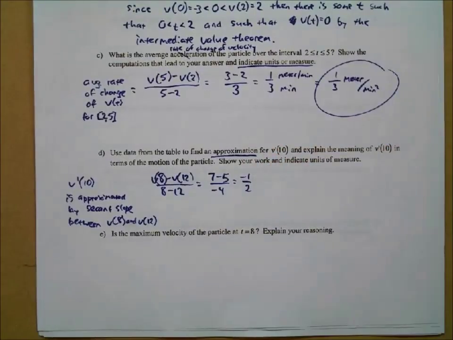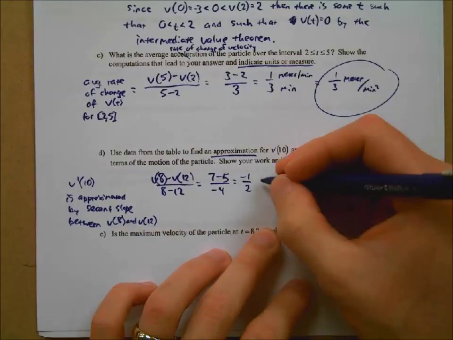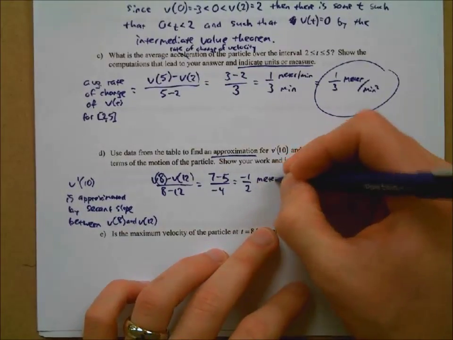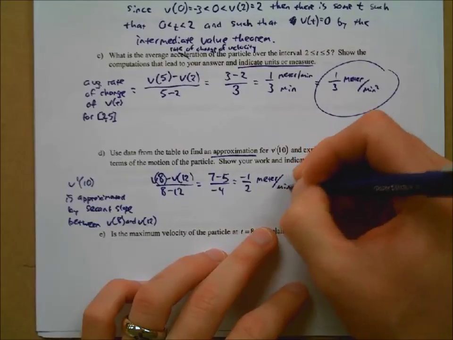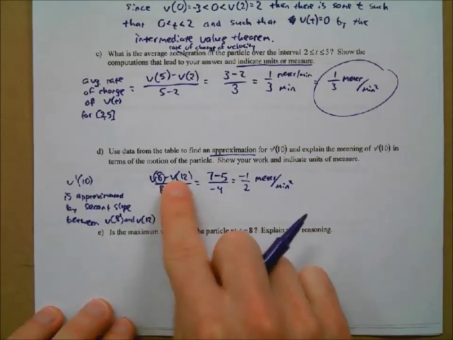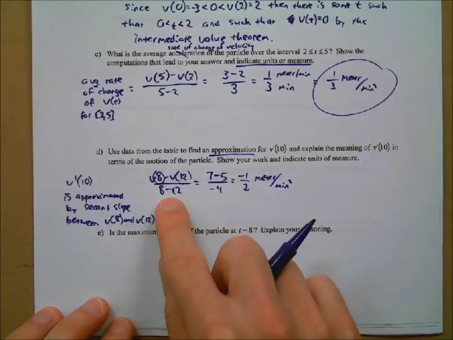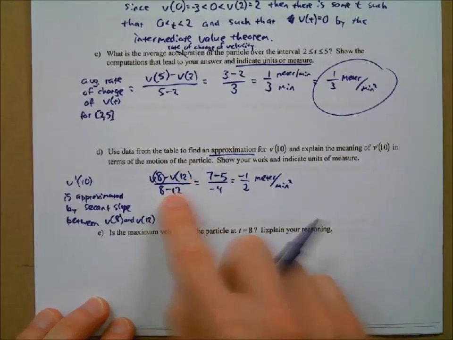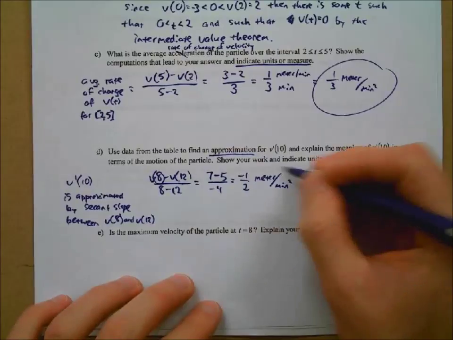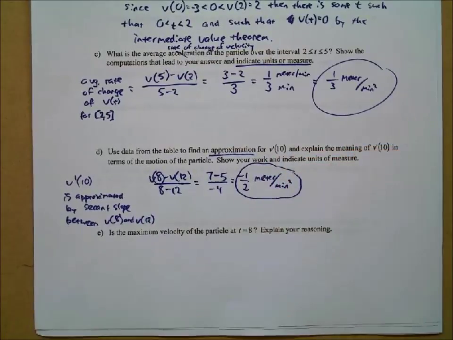Okay, what would our units be here? Meters per minute squared. Okay, again, if you're not sure about that, the numbers on top, that's a velocity. That's in meters per minute. You're dividing by minutes. Meters per minute divided by minute, meters per minute squared. Okay. Are we done?